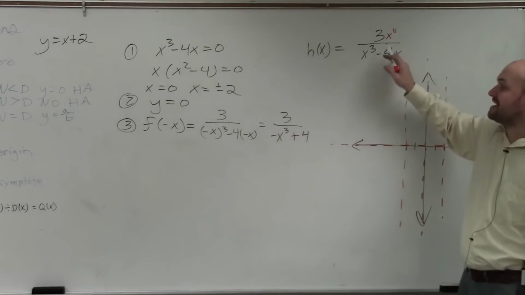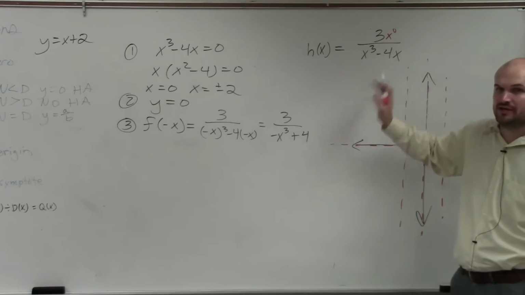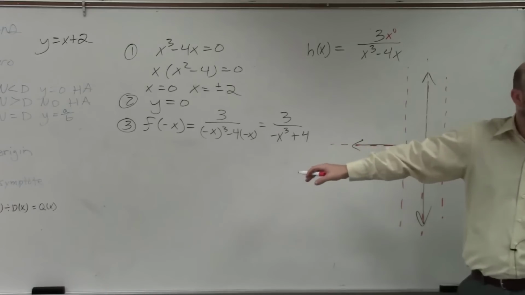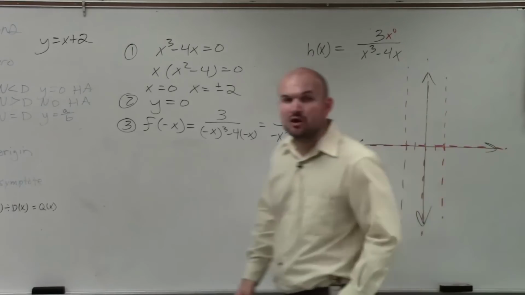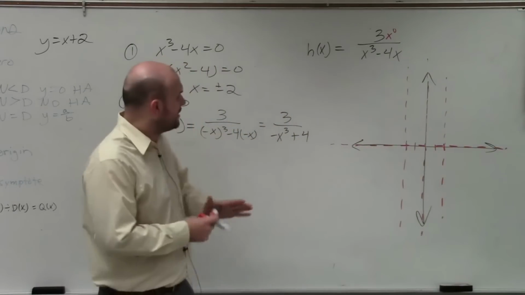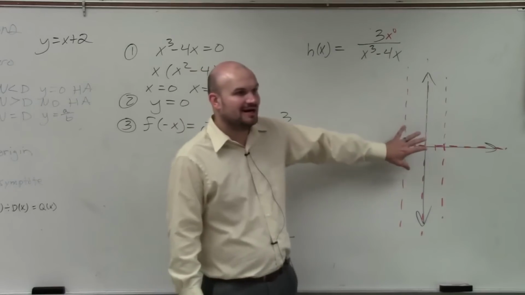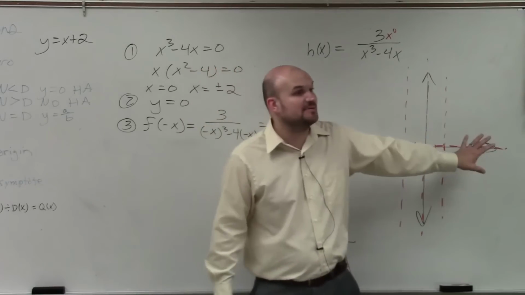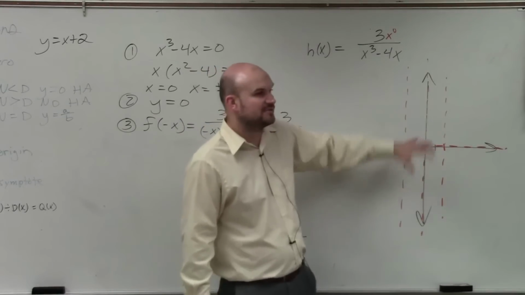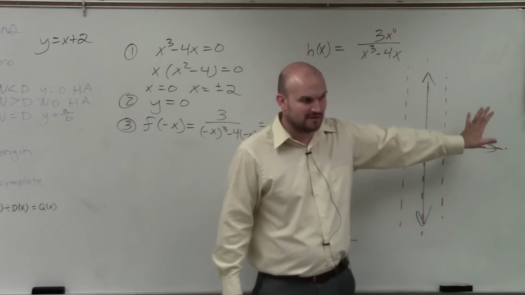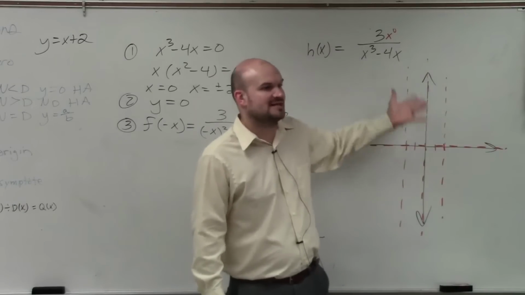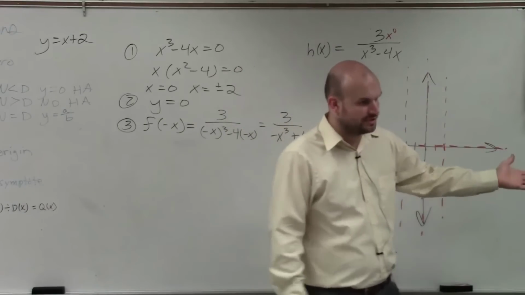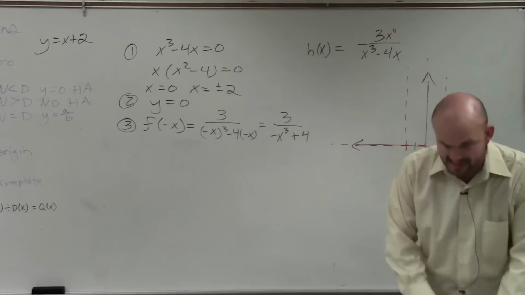However, do I have the exact same but with opposite signs? Basically, could I factor out a negative? Yes, I do. So guess what? This is symmetrical about the origin. Whatever I have here, I can just reflect over the x-axis and then reflect over the y-axis, like reflecting over the origin. Okay? And I'll show you exactly in my example.